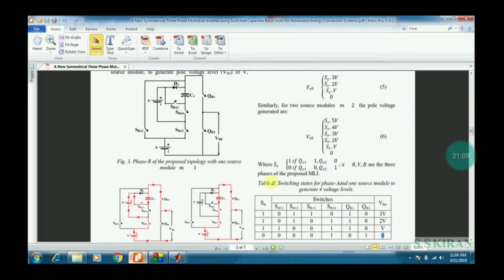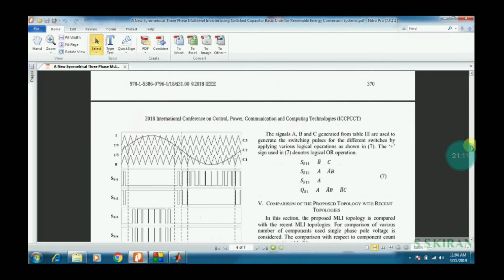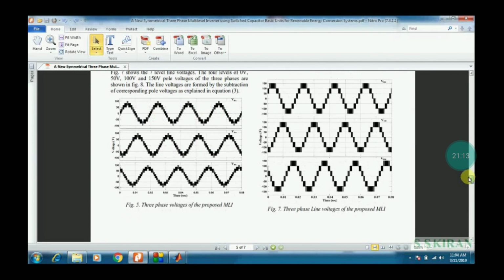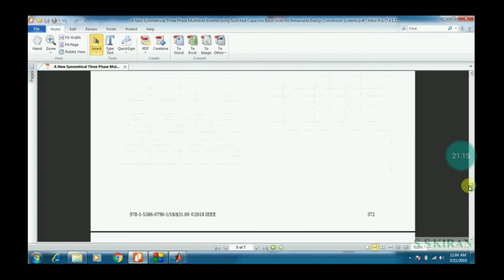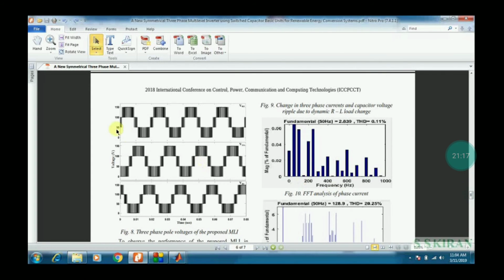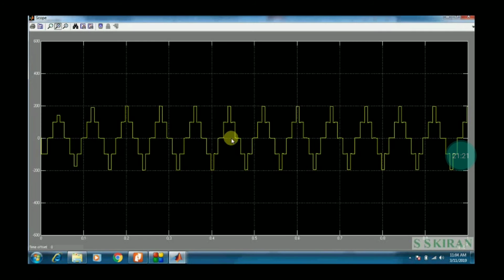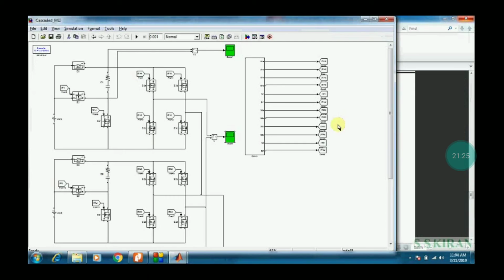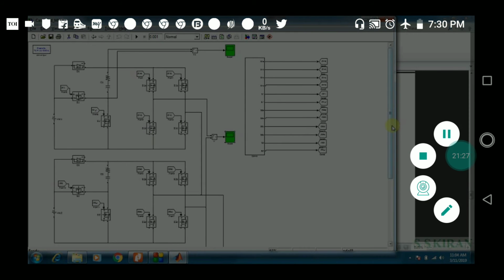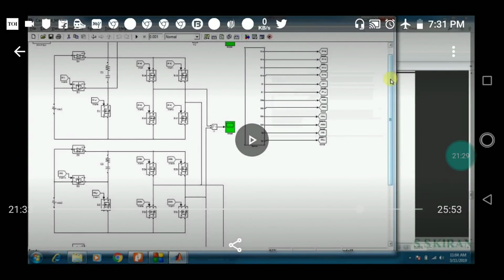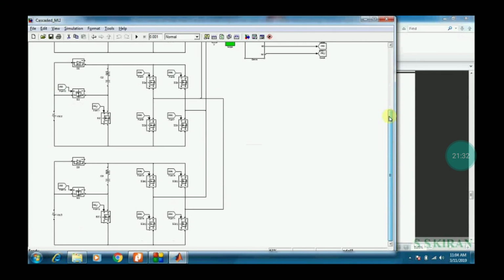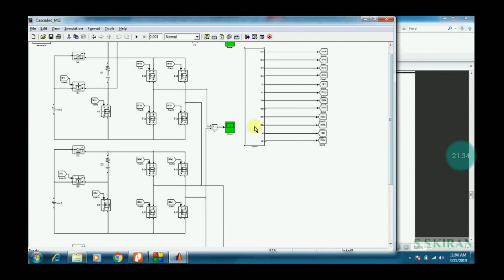So come back to the results. Yes, this is fine. This is also an output. This is also an output. Okay, this is also an output. See the output. We will get the values, right? See the output waveforms, right?